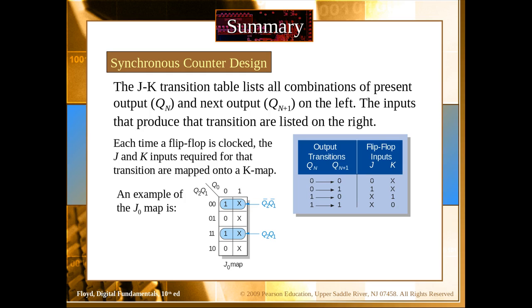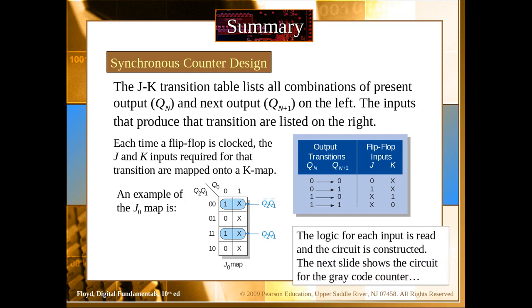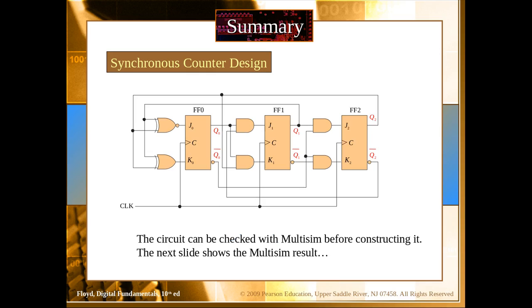So based on that, we can easily use a K-map, for example for J0 or K0 or any input, and determine the logic based on the output. For example, we have a synchronous counter design here where we have used gates to get the combinational logic to drive each individual output based on our design process.